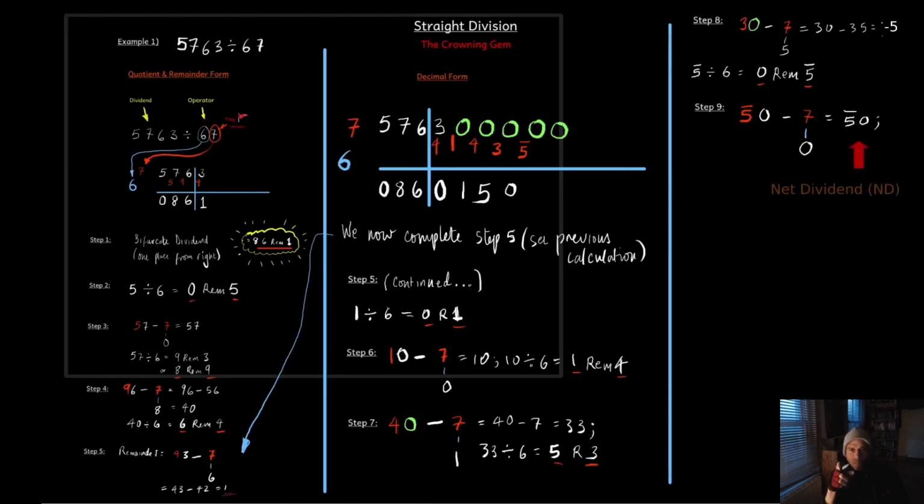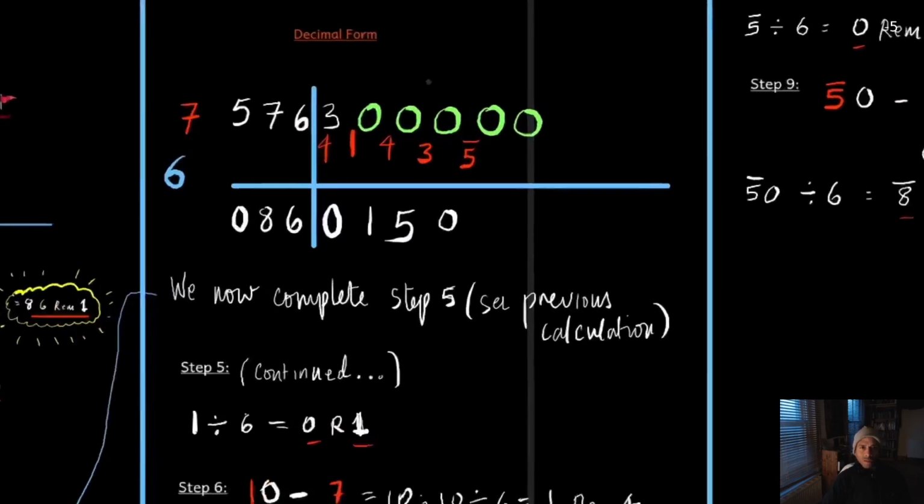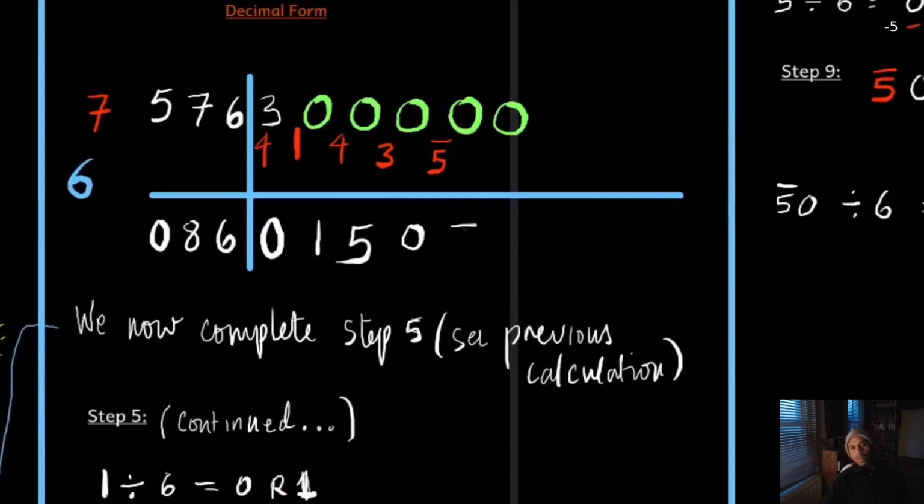That's the net dividend. So then we need to divide the minus 50 by 6. Minus 50 divided by 6, like a £50 bill divided by 6 people, is minus 8, remainder minus 2. Each pays £8 and there's still £2 to be paid. So minus 50 divided by 6 is minus 8, remainder minus 2. Put the minus 8 underneath in the answer box and prepend the minus 2 to the other 0.